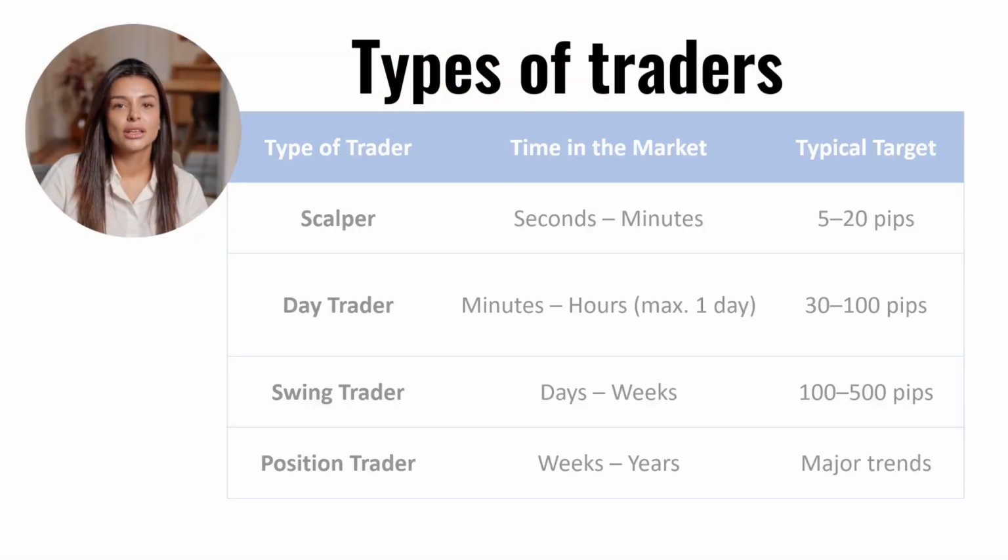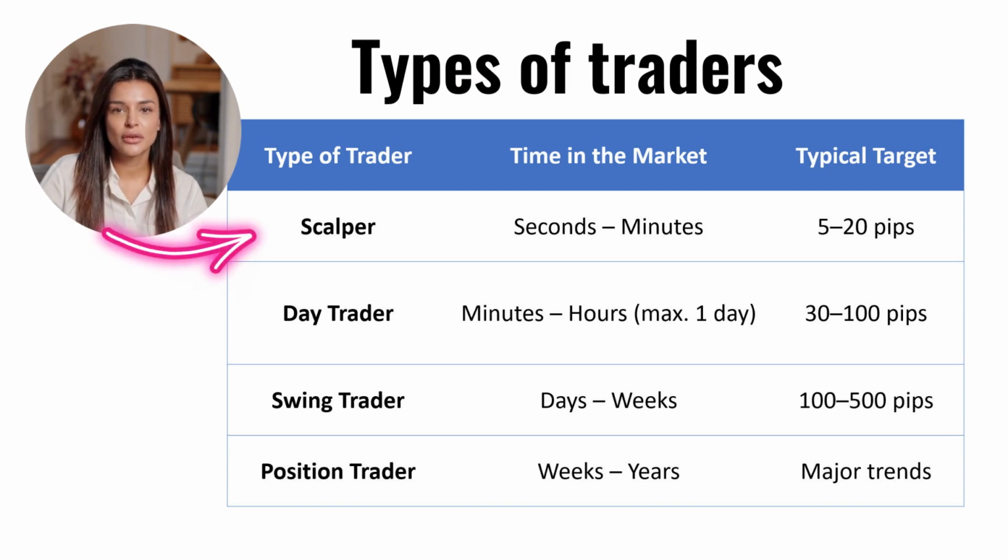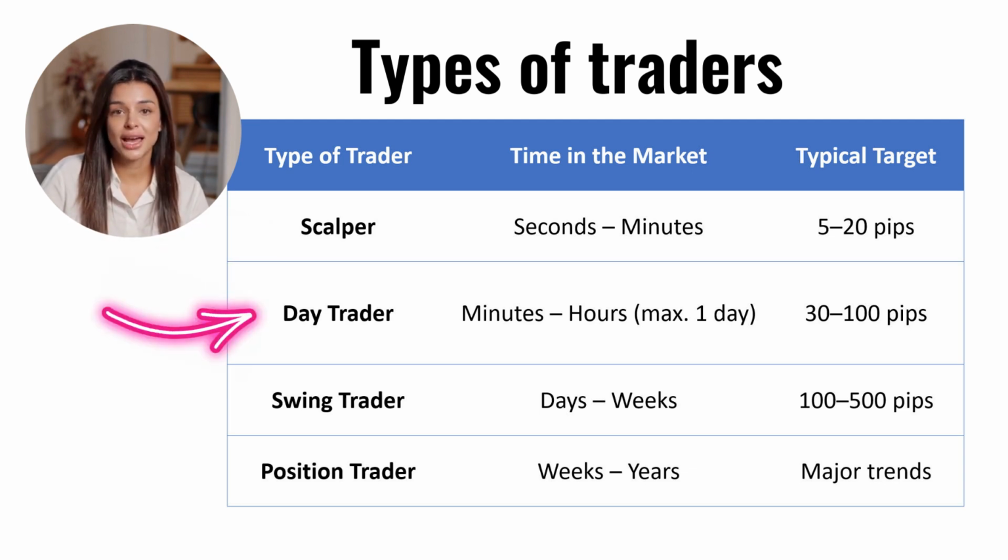Now let's talk about different types of traders. First, we have the scalpers. Scalpers are in and out of the market very fast. They only keep a trade open for a few seconds to a few minutes, trying to catch small moves. Next, the day traders. As the name says, they trade within the day. They can hold a position for minutes or a few hours, but they always close everything before the day ends.